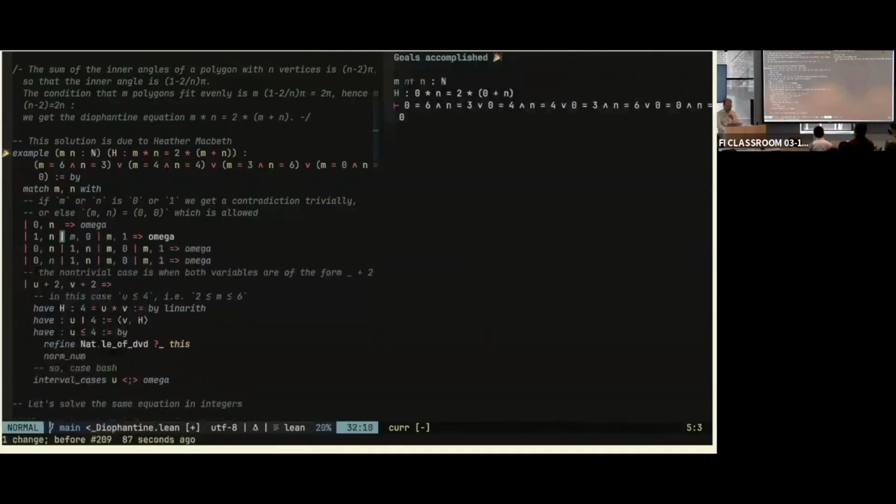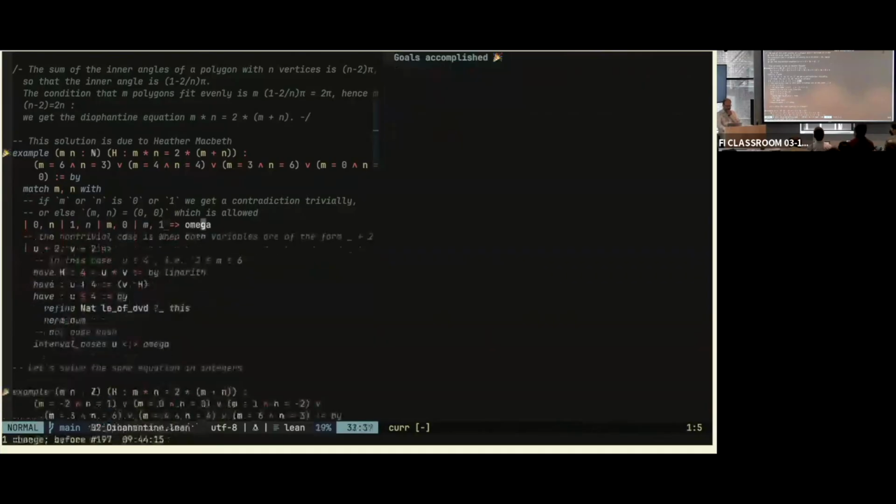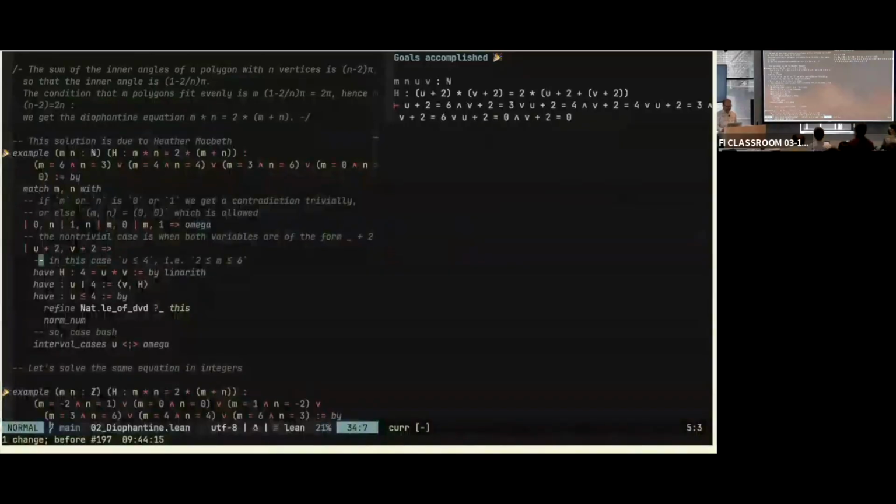Okay, so maybe I can't restore that. And what I didn't know before, Heather showed me, is that you can match pairs at the same time, and probably triples. Okay, so now the last case is something of the form u plus 2, v plus 2.